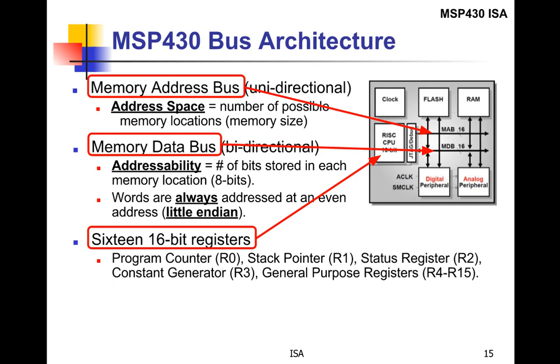Then there's the status register, which has things such as whether it overflowed or what happened. Other flags in there that tell us what might have happened when you just completed an operation. And there's the constant generator, R3, and there's a bunch of general purpose registers, 4 through 15.